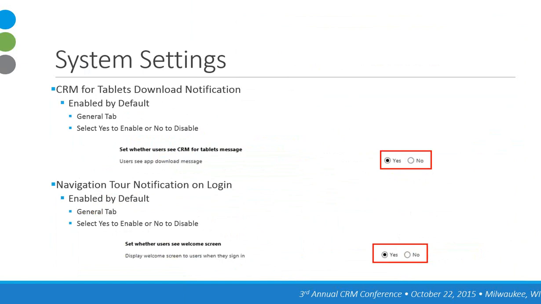Now a couple other quick options just to mention here is the CRM for tablets download notification. This is usually a yellow bar that you may see across your user's screen every now and then that redirects them to information and how to download the CRM for tablets app. If that's something you don't want your users to see, maybe they already have it, or you're just not utilizing it, you may want to come in here and disable that just so that notification is not shown to your users. And then similarly for user experience, you could also disable the navigation tour notification.